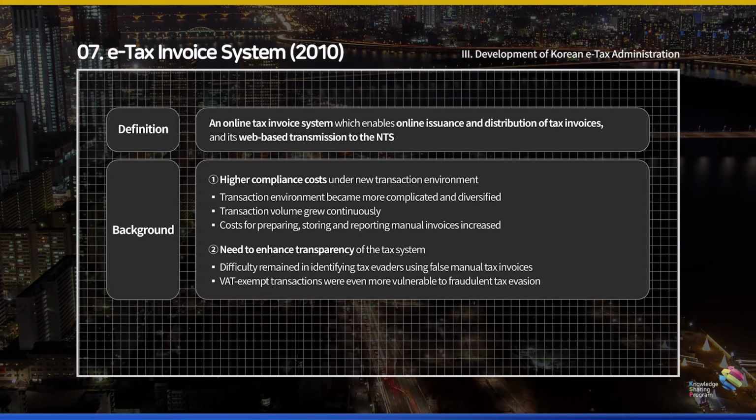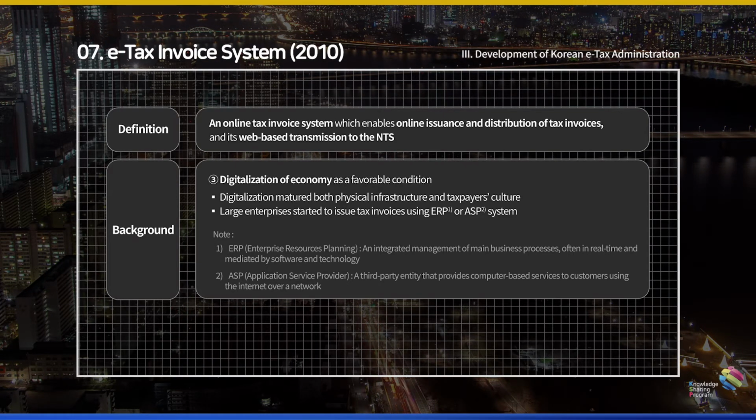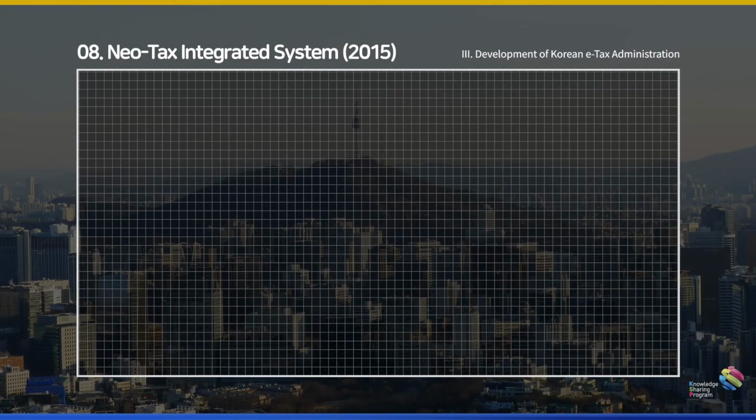Also, there was a demand for enhancing the transparency of the tax system, and some difficulties remained in identifying tax evaders using false manual tax invoices. The demand for the digitization of the economy was obvious. At that time, the physical infrastructure and taxpayers' culture were already prepared for digitization. This was demonstrated by the fact that large enterprises started to issue tax invoices using enterprise resource planning or application service providers. In 2015, the renewed version of TIS, named the Next Generation Tax Integrated System, was established.